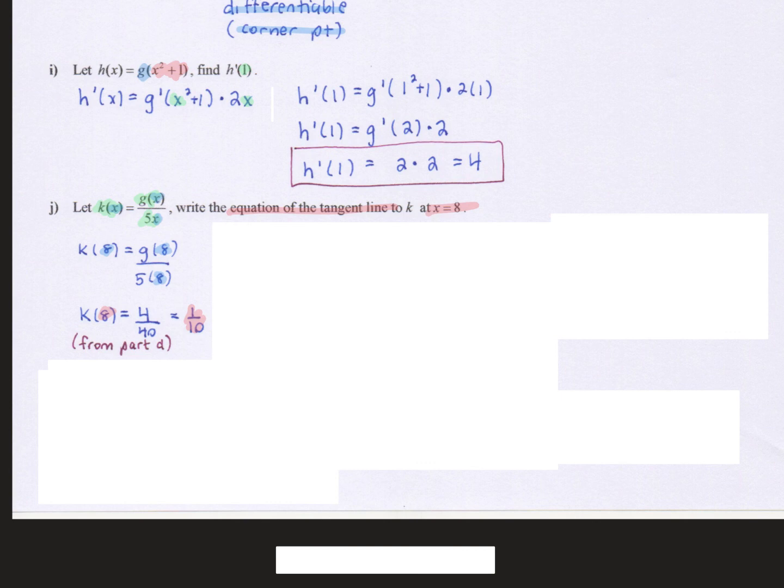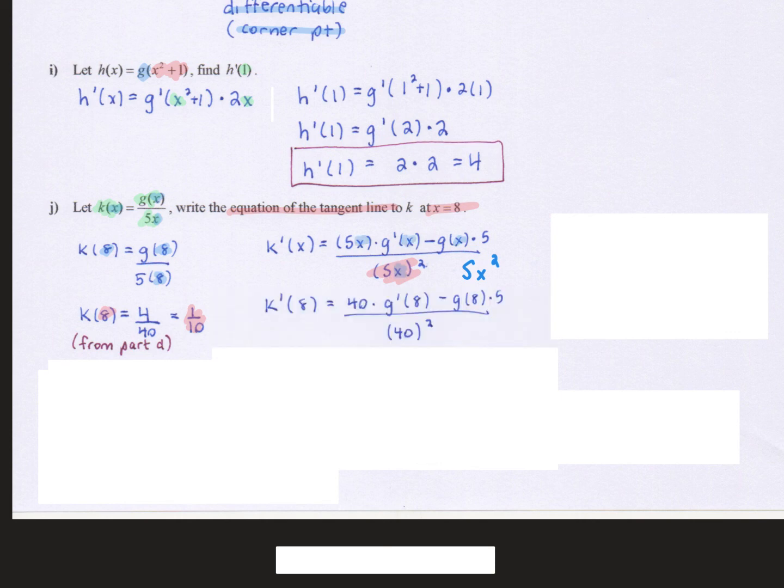And then to find my slope, I need to do the derivative of k, which is going to involve a quotient rule. So here's my bottom function times derivative of the top, minus the top times derivative of the bottom, all over that bottom function squared. And just one thing to watch for, make sure that this entire denominator is being squared. If you were to write it as 5x squared, technically that would be incorrect because you're only squaring the x and you need to be squaring the 5x. I now plug my value of 8 in for all of these x values.